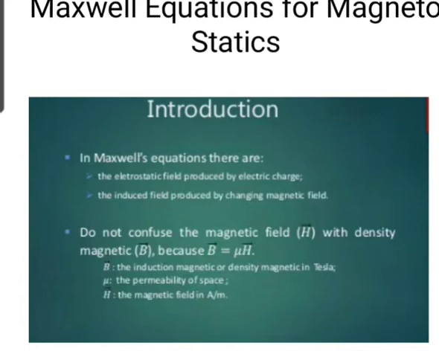So B bar is equal to mu H, where B is the magnetic induction or magnetic flux density in Tesla, mu is the permeability of the space, and H is the magnetic field intensity in ampere per meter.